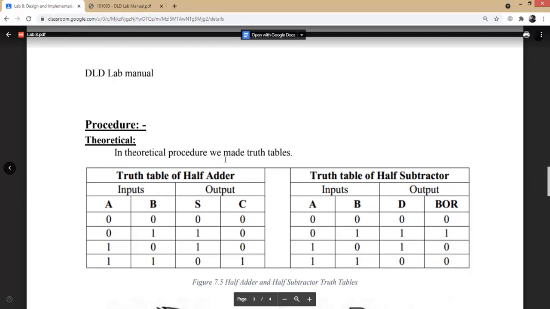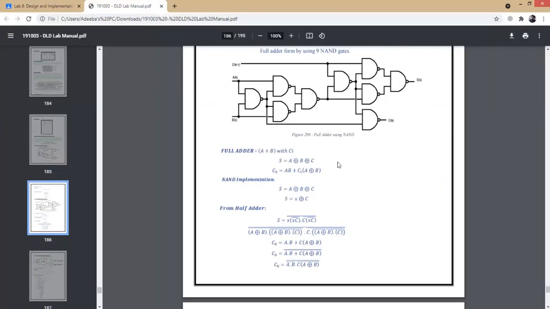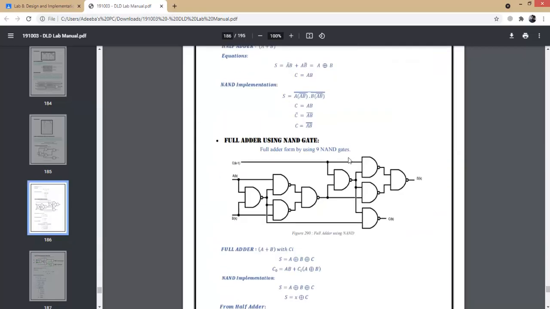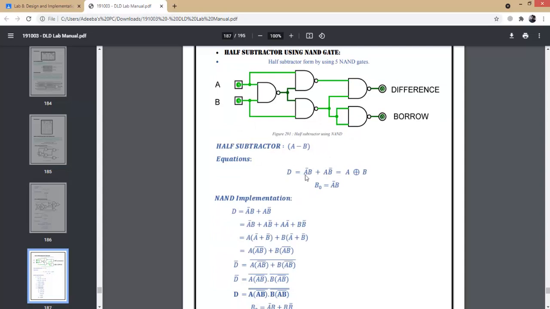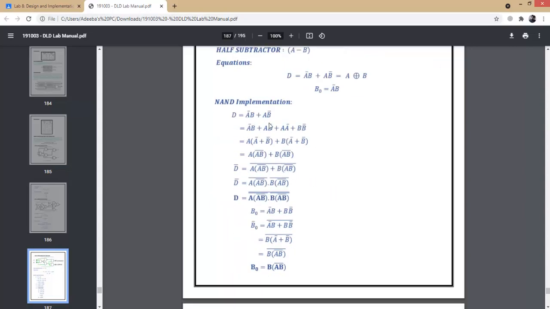For the NAND implementation, if I show you the equation of half subtractor, this is the equation of half subtractor, and this is the equation for its borrow. This is the complete derivation of the original equation into NAND form, and this is the same implementation into NAND form of the borrow output.